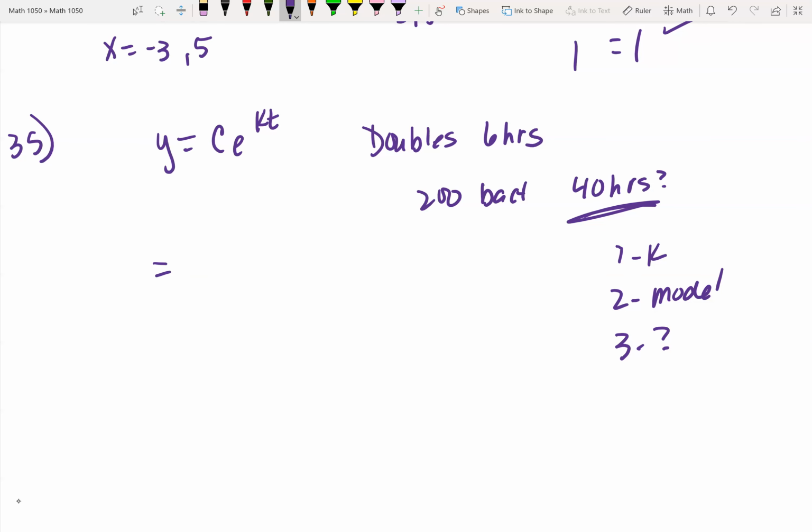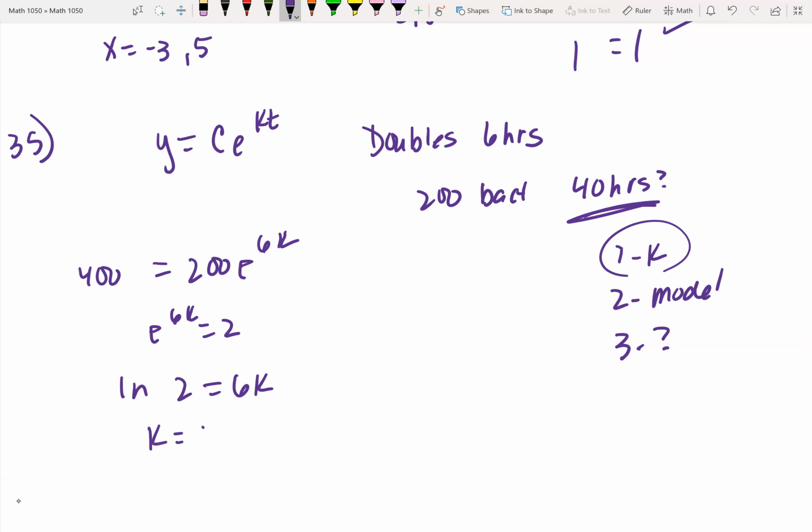So you begin with 200. So if this is 200, double is 400, and I know that that happens in 6 hours. So I put a 6 in for T, and I'm finding my K. So I divide by 200, and I have e to the 6K is equal to 2. Then I convert it. ln 2 is equal to 6K. Divide ln 2 divided by 6. Grab your calculator. ln 2, close it off, divided by 6, enter. So I know that K is approximately 0.1155, and I'm storing that in.